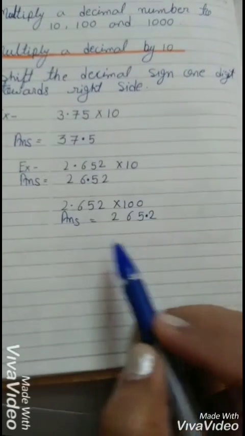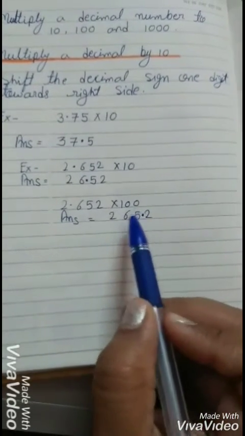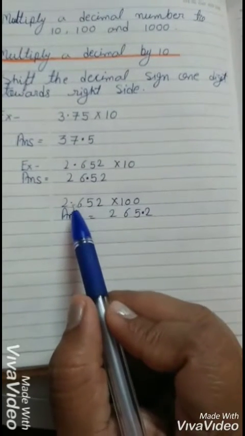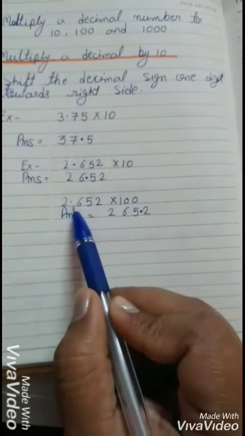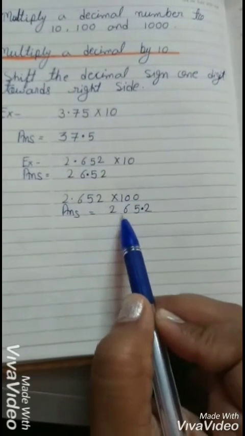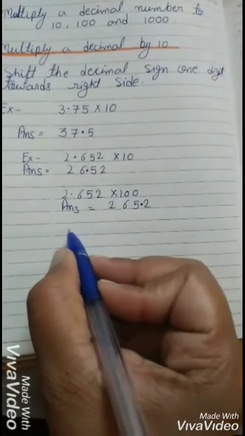Now let's take another example. When we have to multiply the same number by 100, here you can see we have 2 zeros. So we have to shift this decimal sign 2 digits towards the right side, that means 1 and 2. So what will be the answer? It is 265.2.